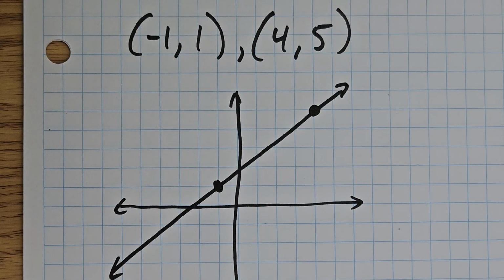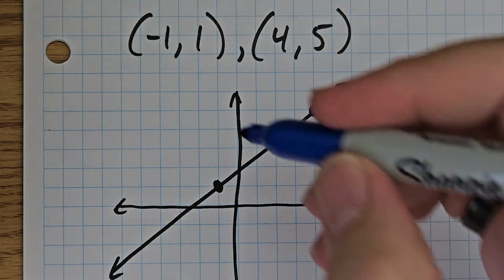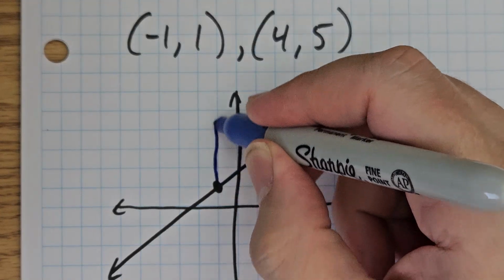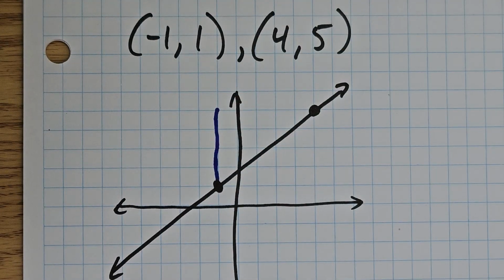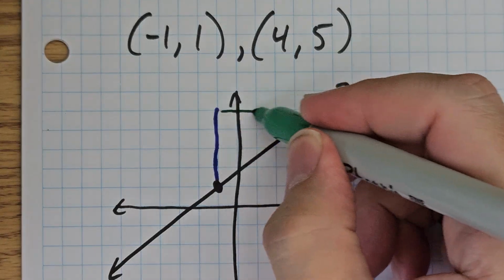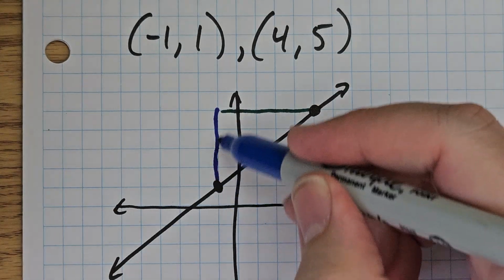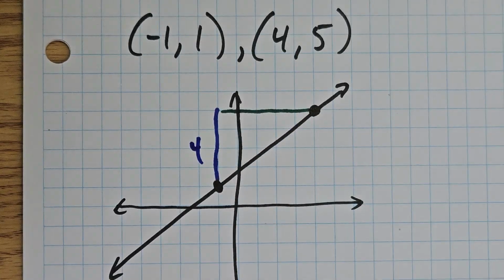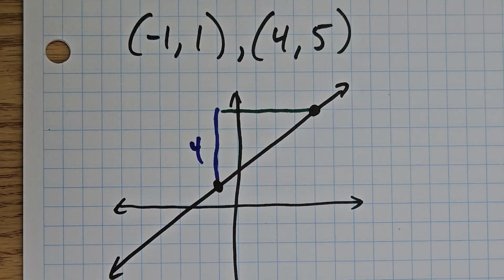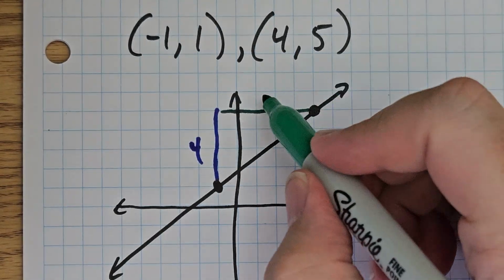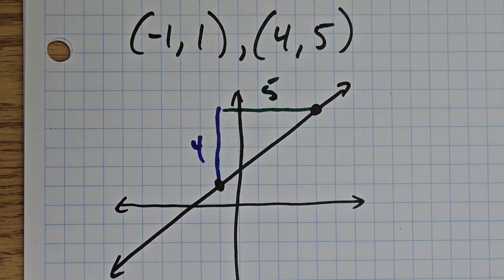Now let's talk about the slope between those 2 points. We've got our rise and our run. And we can just count 1, 2, 3, 4 is our rise. And 1, 2, 3, 4, 5 is our run.